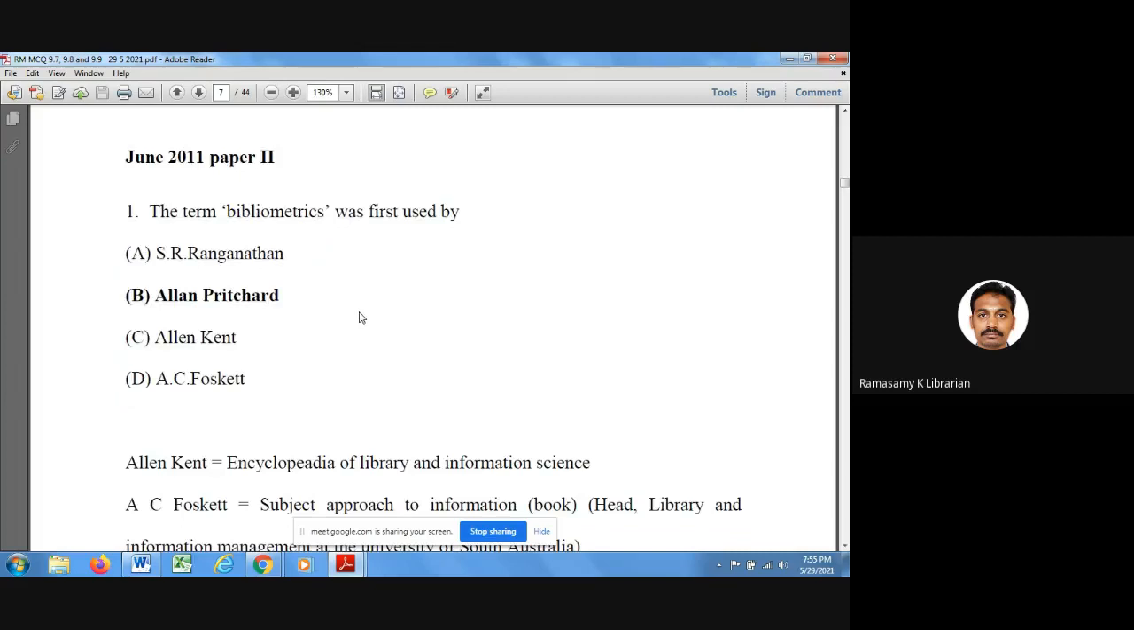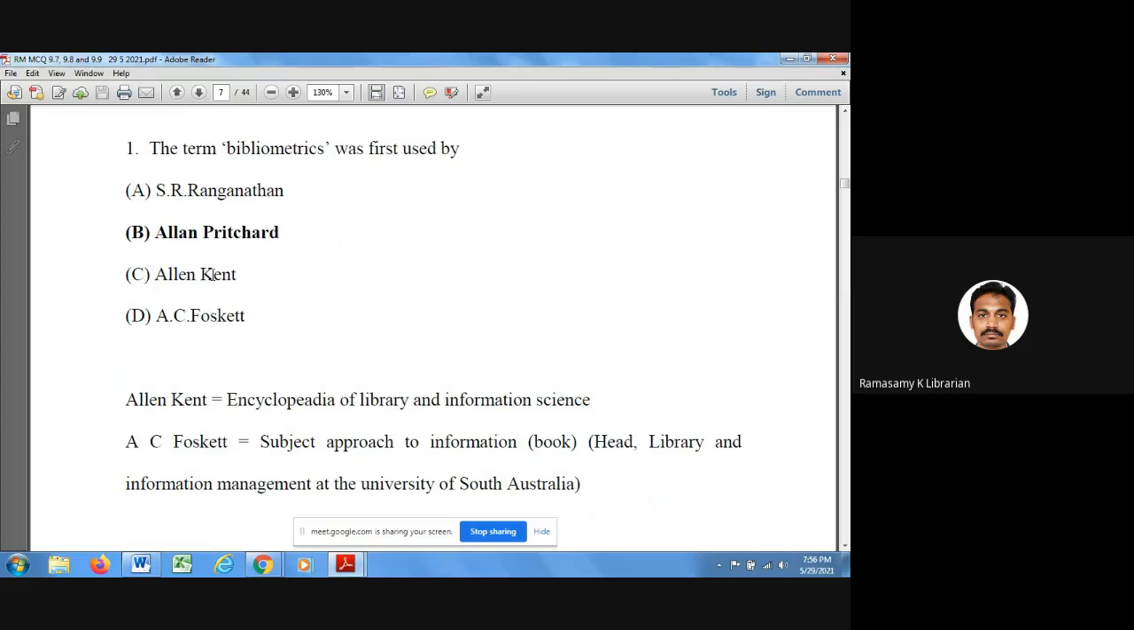Okay, fine. The term bibliometrics was first used by Alan Pritchard. Allen Kent, you know, is a very popular person for the Encyclopedia of Library and Information Science. He's editor of the Encyclopedia. Jason Farradane? No, Foskett, you know very well, the book which revolutionized shelf-arrangement in libraries. A book written by him, Subject Approach to Information, okay, by D. J. Foskett.